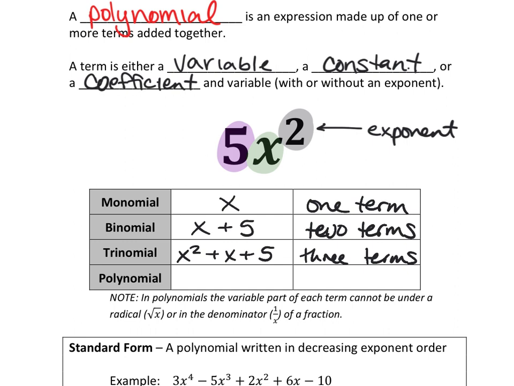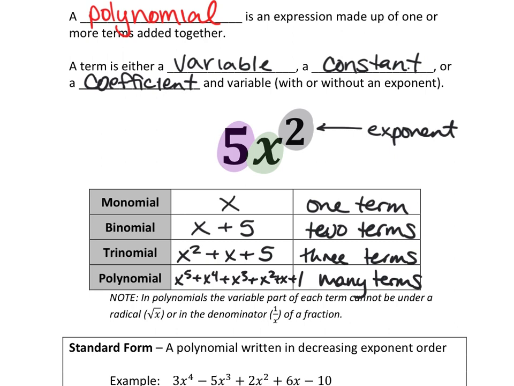So a polynomial can be something crazy like x to the 5th plus x to the 4th plus x to the 3rd plus x to the 2nd plus x plus 1. Just as long as it has many terms put together, it is technically a polynomial. We just don't name it specifically for the number of terms in it after trinomial because we're over it.